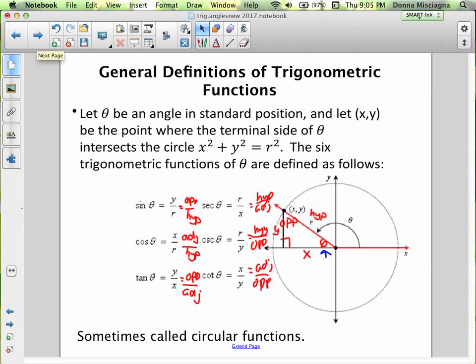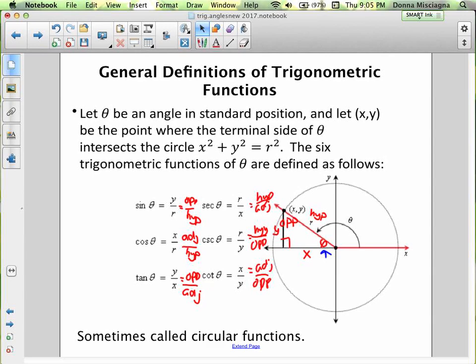So x is always going to be adjacent. Y is always going to be opposite. And then, of course, the radius is the hypotenuse. All right, and that's what we get using the distance formula. All right, so cosine is going to be x over r, or adjacent over hypotenuse. Tangent theta is going to be y over x, opposite over adjacent.